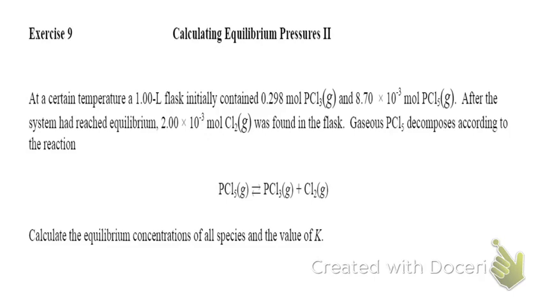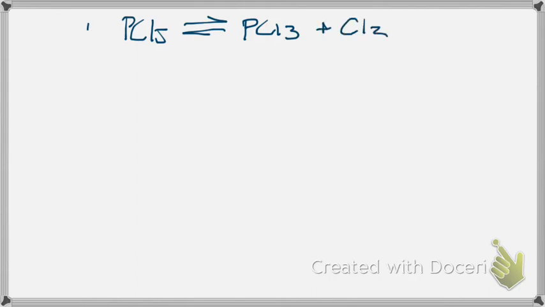So here is how we're going to do that. We're going to use a RICE table, and I'm going to give myself a new screen because there's no way I can fit it on there. So we have our equation. We're going to start with that. That's the R of the RICE table. PCl5 is decomposing into PCl3 plus chlorine. So there's the R, I, C, E.